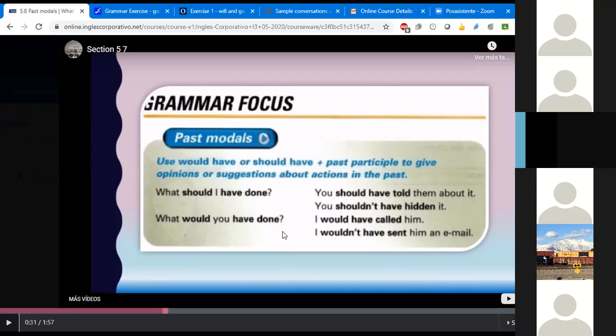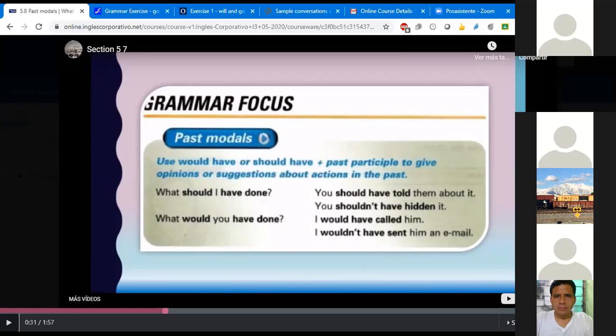Yo le habría dicho. You could have, because you can use you could. Okay, you could have called him. Pudiste haberle llamado. You could have called him. And can we use the word must? You must. Yeah, but that would probably be you must have done, but it's a different kind of conditional, okay?